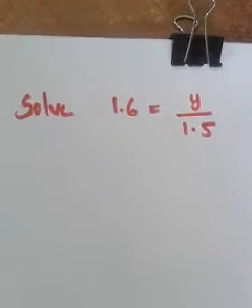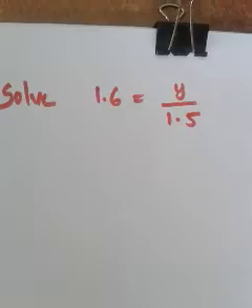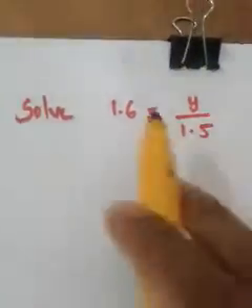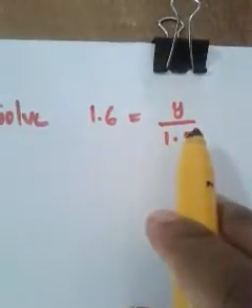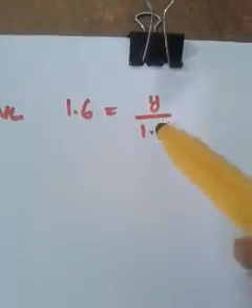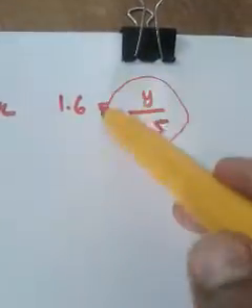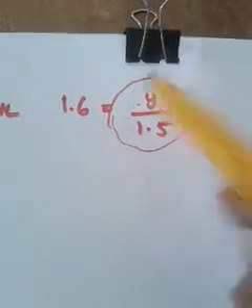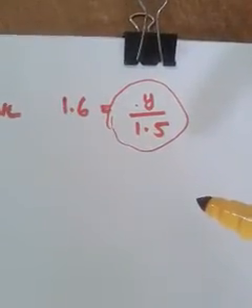So next question, also a very important question and very simple to solve. Solve 1.6 is equal to y divided by 1.5. It is not just like the previous question. Here y divided by 1.5 is a single term, but still there is no term in front of y. So with one step itself we will get the answer.